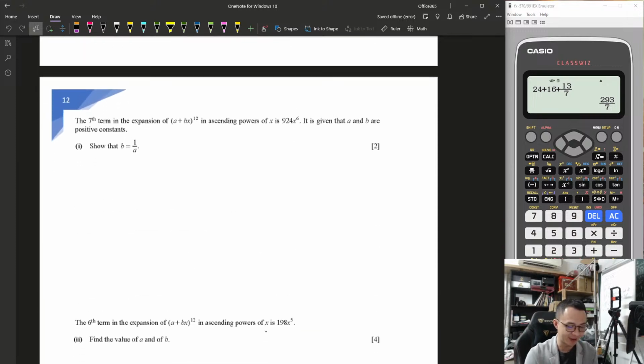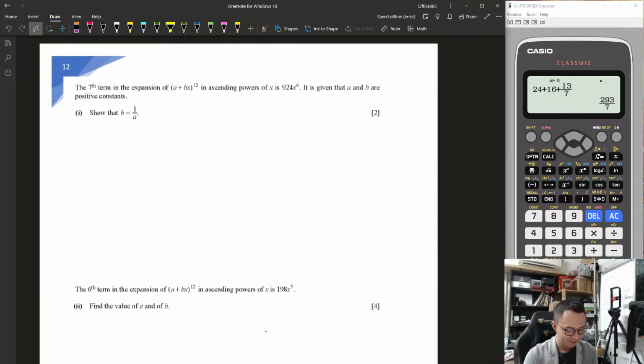Okay, maybe you have a look at the last question here. It doesn't seem very hard, but let's do it. The seventh term of the expansion (a + bx)^12 in ascending power of x is 924x^6, given a and b are constants.